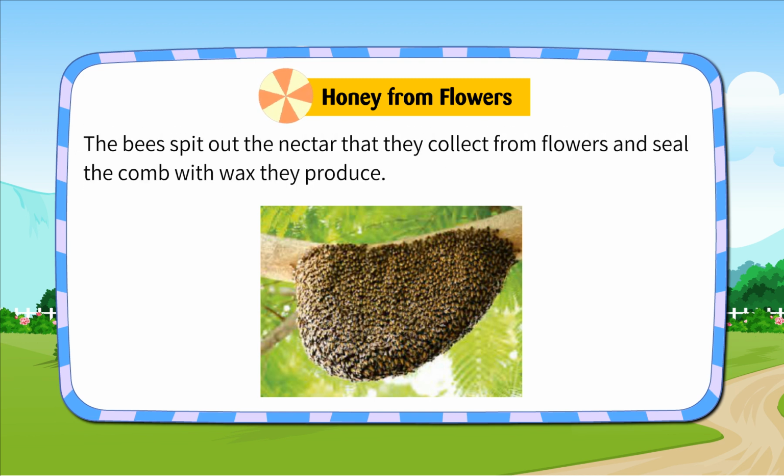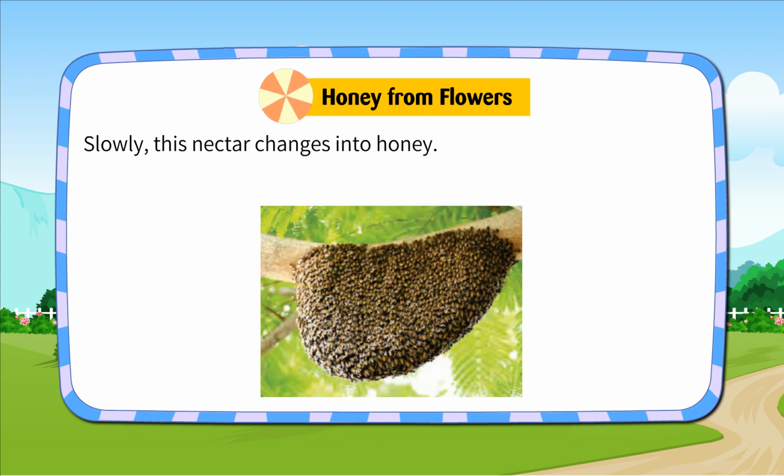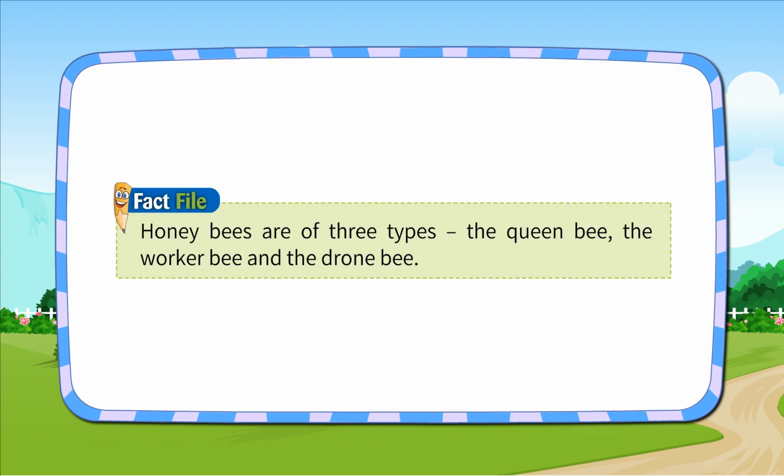The bees spit out the nectar that they collect from flowers and seal the comb with wax they produce. Slowly, this nectar changes into honey. This way, honey is made from flowers. Fact file. Honey bees are of three types: the queen bee, the worker bee, and the drone bee.